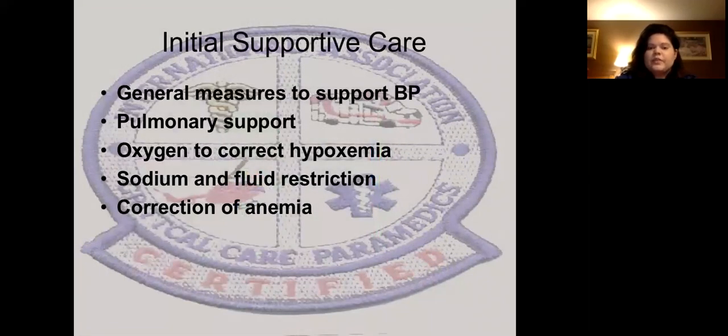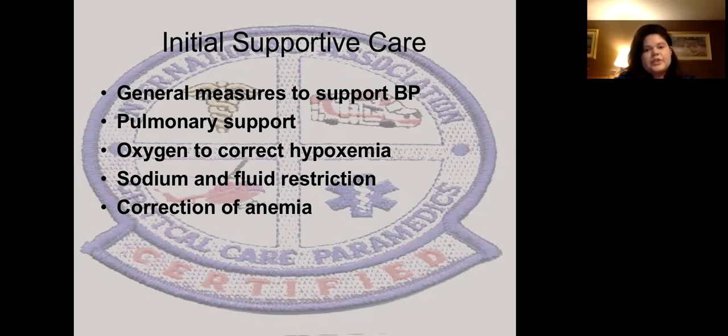So initial supportive care, just monitor your patient. You're going to give them oxygen to correct hypoxemia, but it's very important that you know what congenital defect the patient has, and if you should give them oxygen or if you should withhold a little bit of it, because some of these defects are similar to an adult with COPD. If you're giving them this oxygen, then their drive is going to pretty much shut down. They're going to be dependent upon you giving them oxygen rather than us fixing the problem.